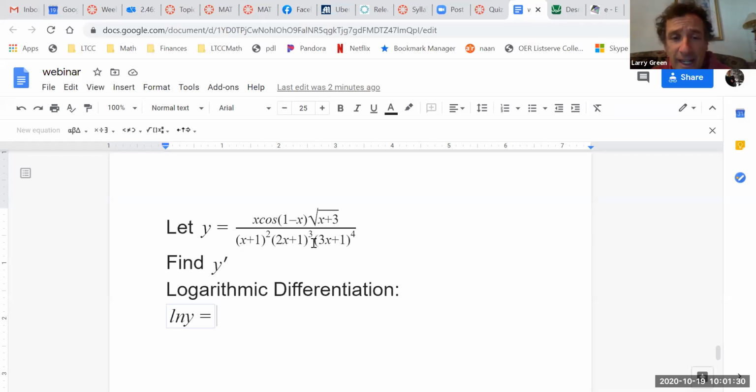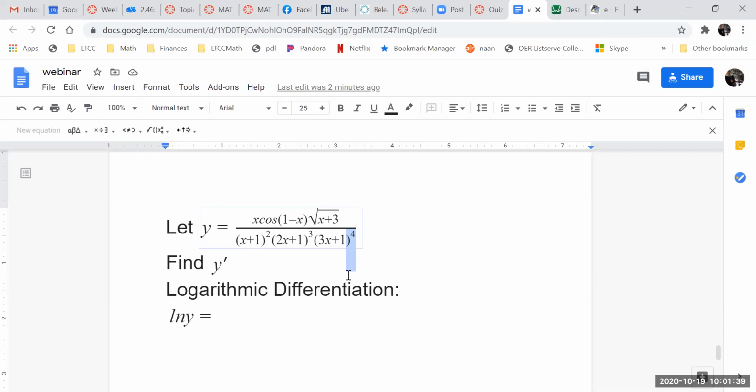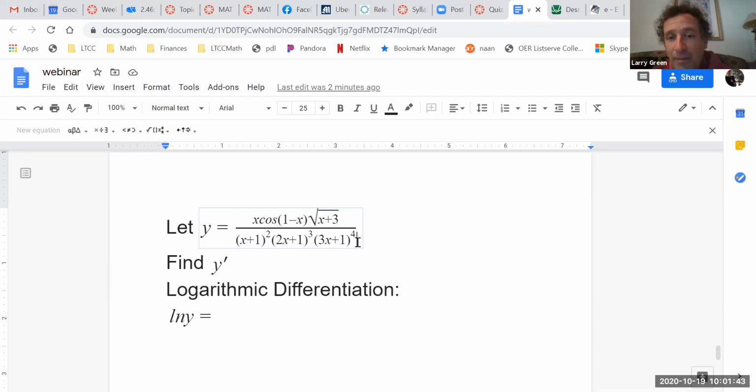What happens if you take ln of 3x plus 1 to the 4th power? Do you remember what happens to that 4? You get to bring it to the front, it becomes a multiple. And multiplying by a number with derivatives is nothing. There's not even a chain rule you need there.